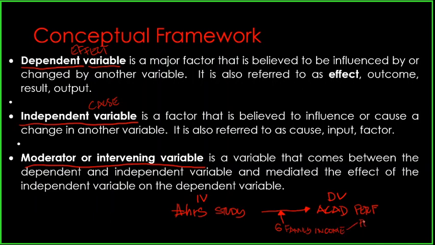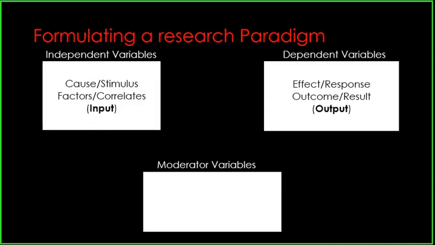Mahati yan sa poor and very poor. Siyempre, meron din tayong rich and very rich. Yan, above average, mga ganun, di ba? Middle class. Okay, so this could be considered as moderating or intervening variables. Okay, so this one is an example of a research paradigm. Ito na po yung conceptual framework natin.